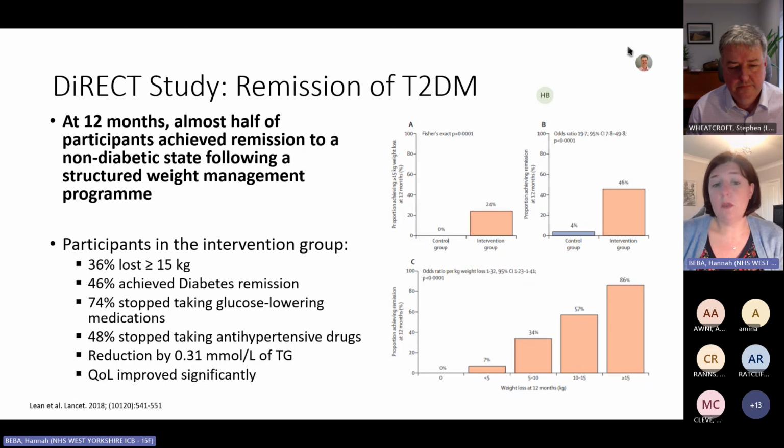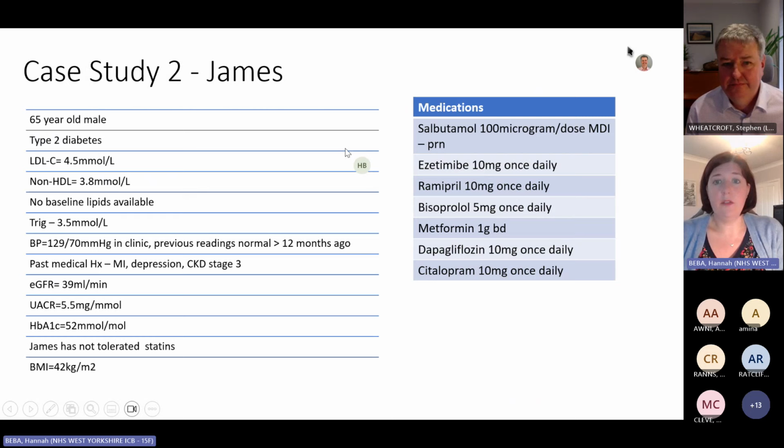And most people will stop all their glucose lowering medicines. And for her as well, you would probably put her hypertension into check, and it would help with her lipids as well. So through one intervention, we've actually managed to achieve all our therapeutic goals for that person. And back onto you, Steve.